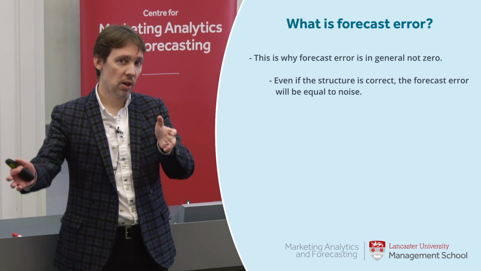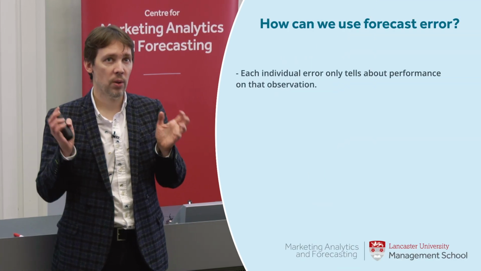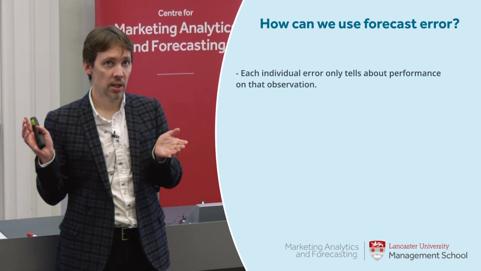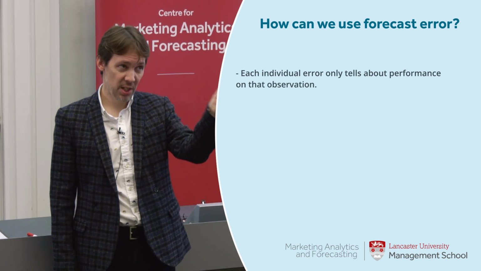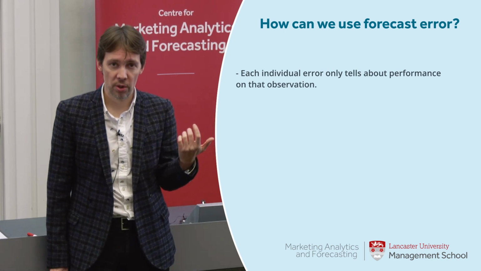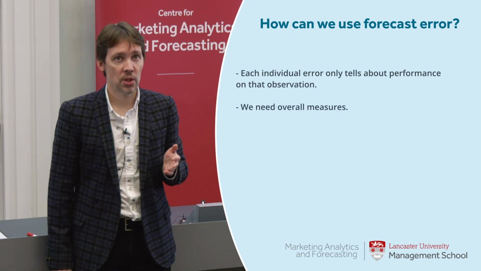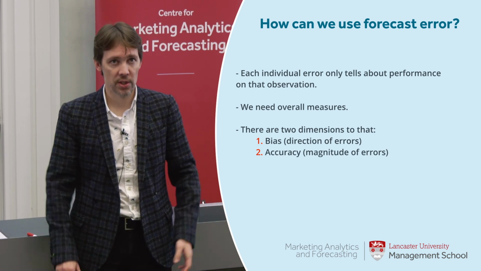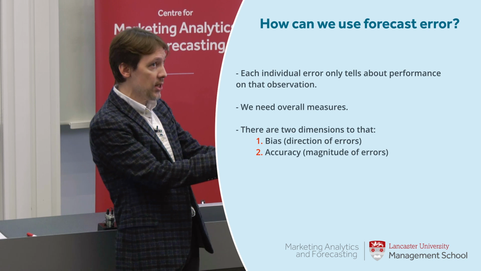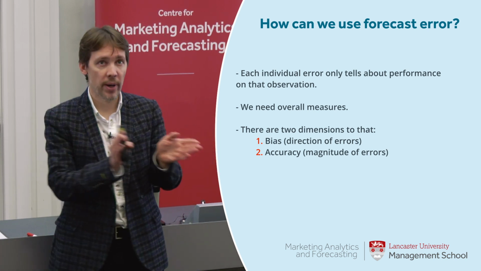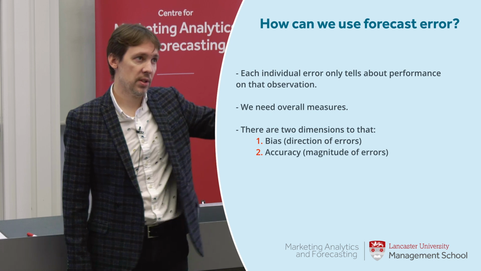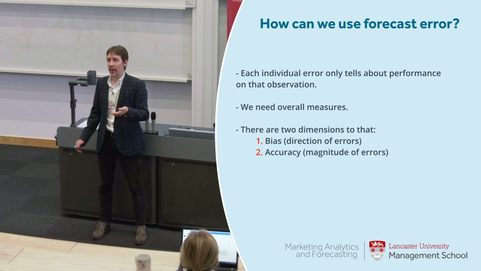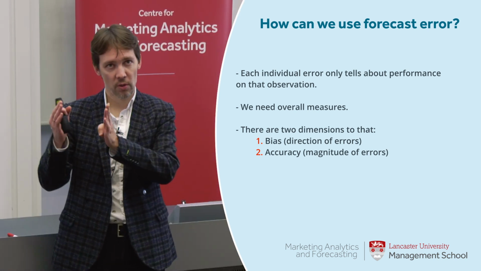So we get our forecast error. We know that it's never 0, and we want to somehow use it to evaluate the performance of our model. Each individual error only tells about performance on that specific observation, but we want to understand how the model performed overall. So we need somehow to have overall measures, and these overall measures can happen in 2 dimensions. They can be related to bias and related to accuracy. Bias means the direction of error, whether it's consistently positive, let's say, or consistently negative, while accuracy refers to the magnitude of the error, the general size of the error.